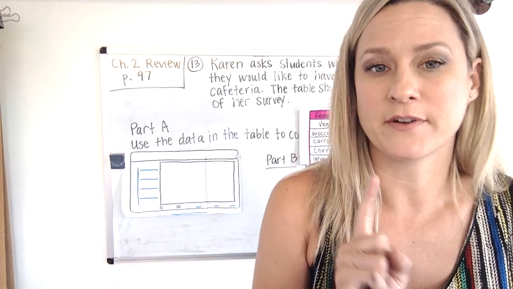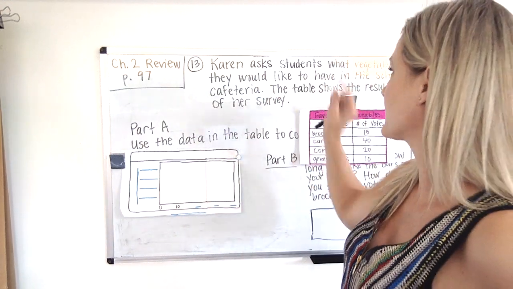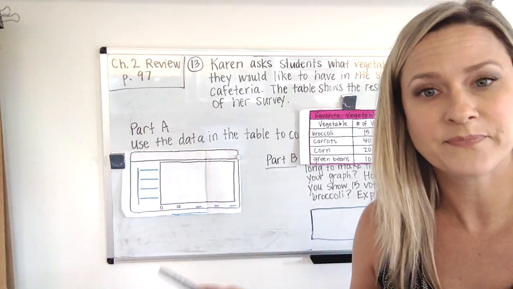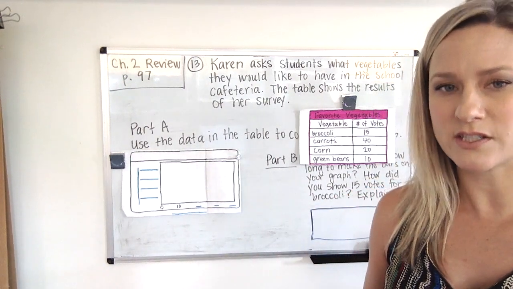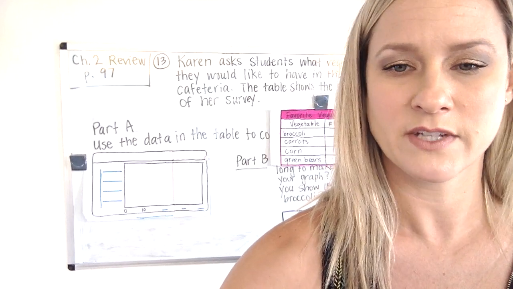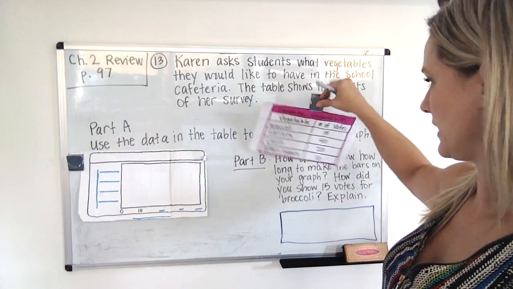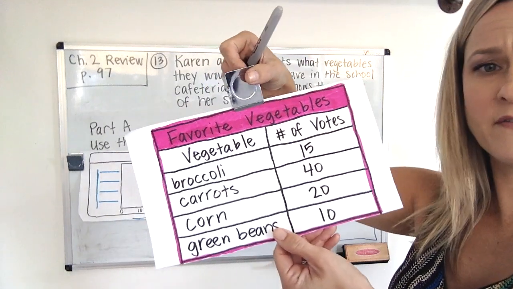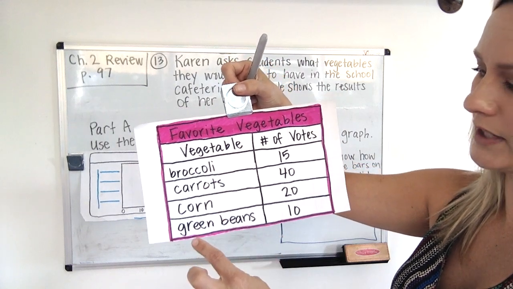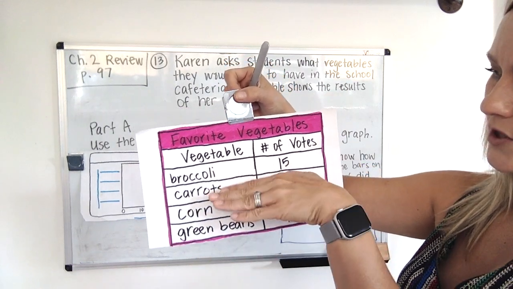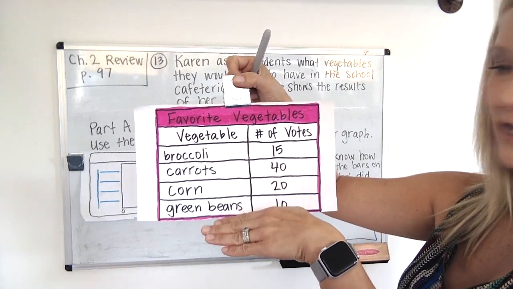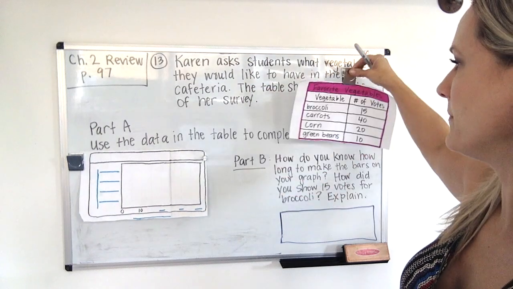So we're going to do number 13, and Karen asks students what vegetables they would like to have in the school cafeteria. The table shows the results of her survey. So we're going to think about the results of the survey. So here is the survey. Favorite veggies. We've got vegetable, broccoli, carrots, corn, and green beans, and the number of votes for each. So 15 for broccoli, 40 for carrots, 20 for corn, and 10 for green beans. Okay, so we know that.